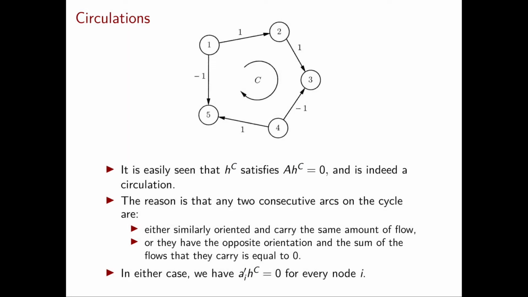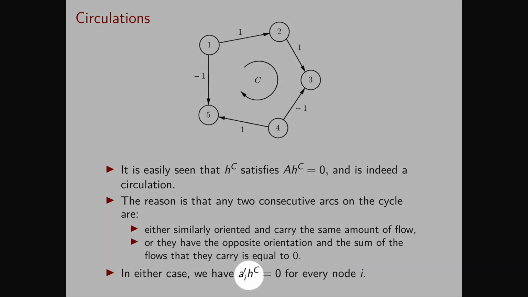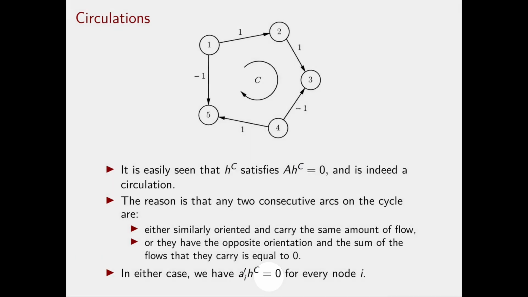Now that we've analyzed these 2 possible cases, we have shown that A_i transposed hC is equal to 0 for every node i. Therefore, A hC is equal to 0, and hC is indeed a circulation.